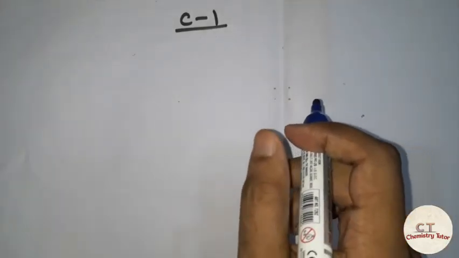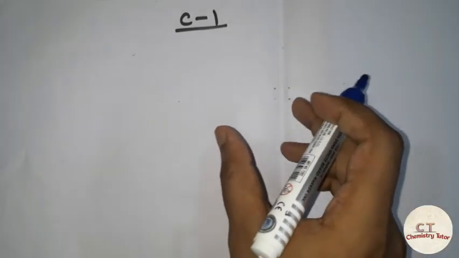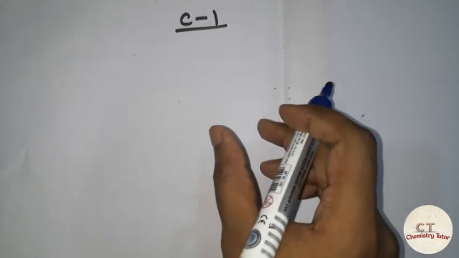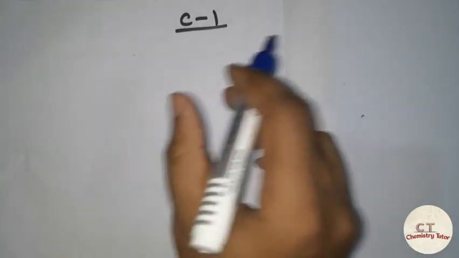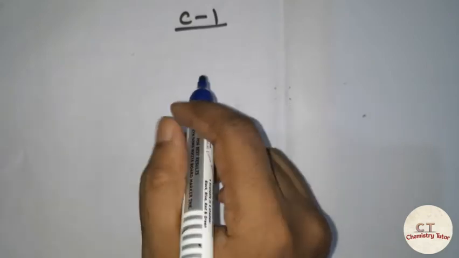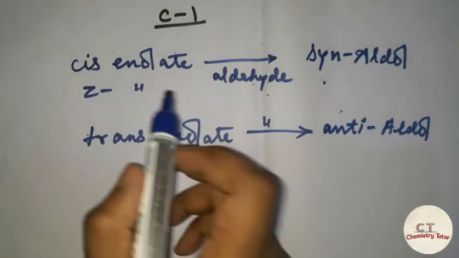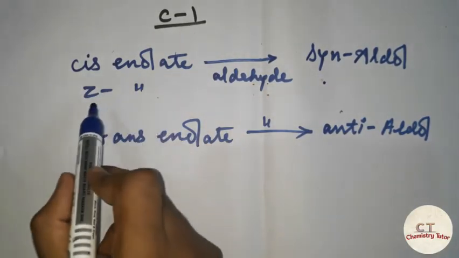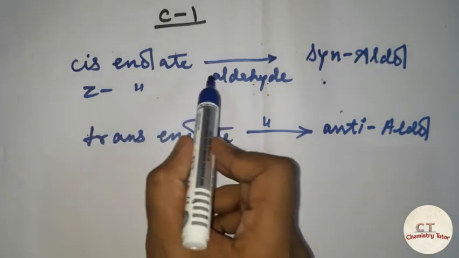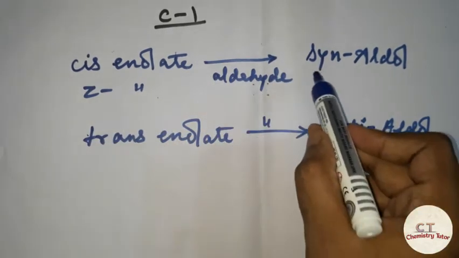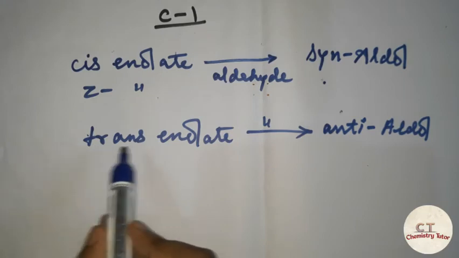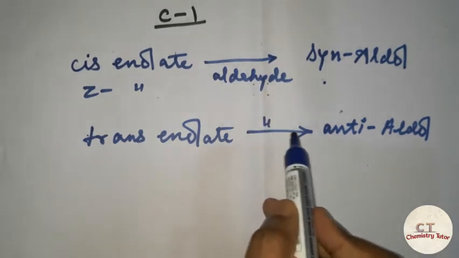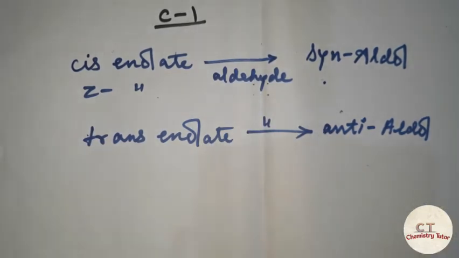Today we'll be discussing some more examples from chapter 1 of the Caruthers book. Now, before moving into further examples, I want to give you certain information. Whenever we have a cis-enolate, or you can say Z-enolate, then on addition of aldehyde, it gives us a syn-aldol, and whenever we get a trans-enolate, then on addition of an aldehyde, it gives us an anti-aldol.